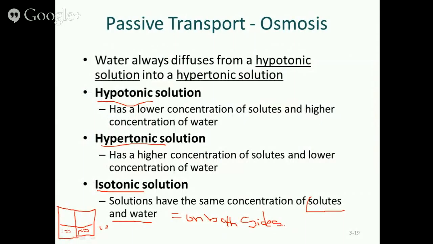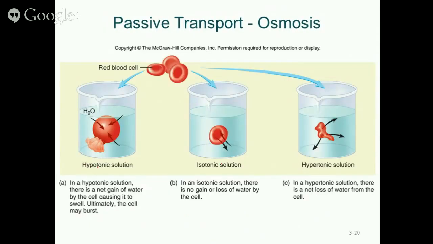Let's talk about hypertonic solution. It means it has a higher concentration of solute. And hypotonic solution means it has a lower concentration of solute. So let's look at some examples. Let's look at our cell. This is a red blood cell right here, okay? Or 3 of them up there.